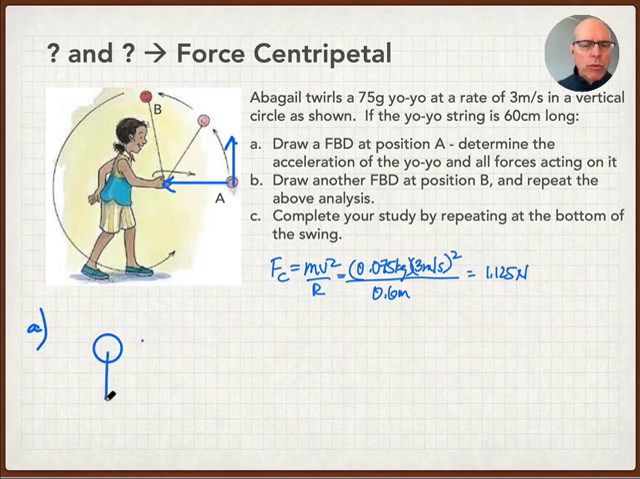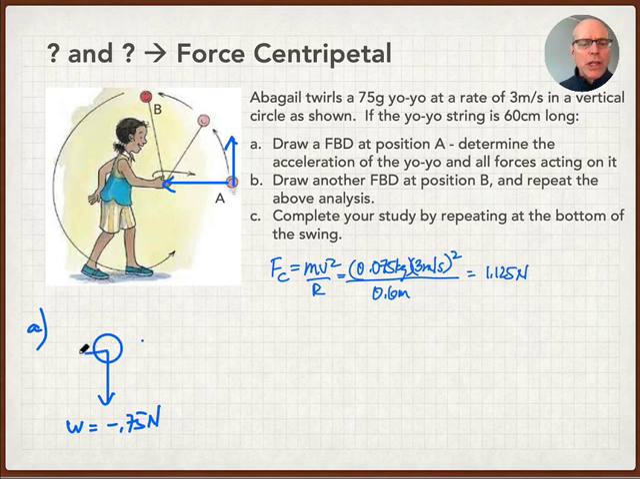We'll draw the downward vector for weight. A 75 gram yo-yo is 0.075 kilograms. So our weight is going to equal negative 0.75 newtons. All right, cool. The thing that you ought to recognize, though, is that mv squared over r, our inward centripetal force, has to come from a horizontal pulling direction.